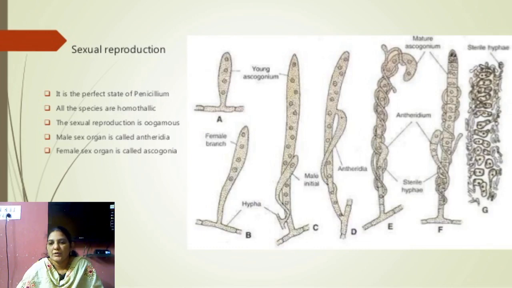Coming to the sexual reproduction. The mycelium produces antheridium and ascogonium. The female sex organ is called ascogonium, and this ascogonium has many nuclei.